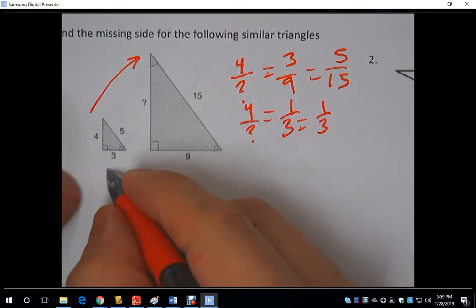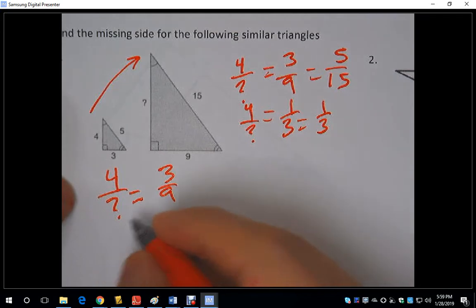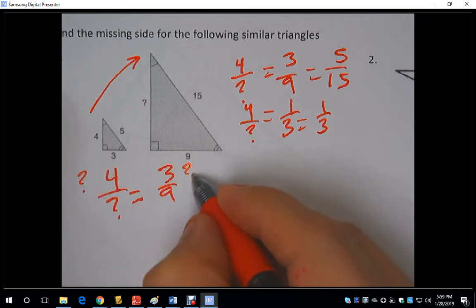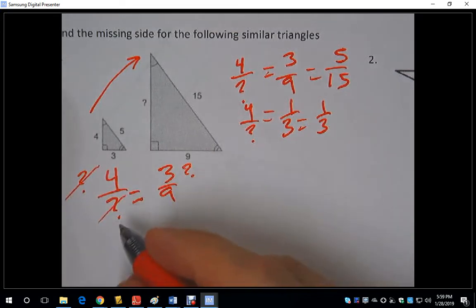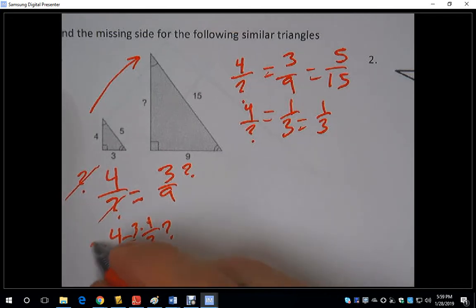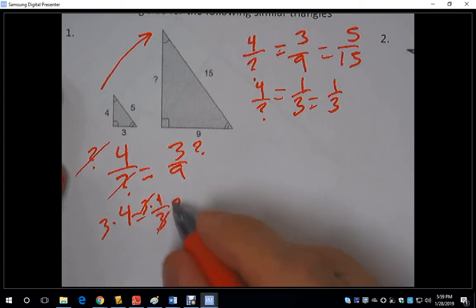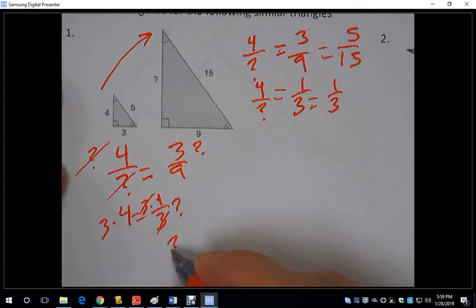So I have this 4 over question mark, and that equals 3 over 9. And then I'm going to multiply both sides by question mark, because question mark divided by question mark is 1. That gives me 4 equals 1/3 question mark. I'm going to then multiply by 3 to both sides, because 3 divided by 3 is 1. And that gives me that I have 1 question mark on the right-hand side, and then I have 12 on the other side.